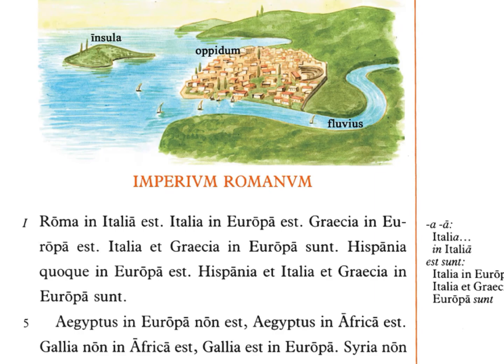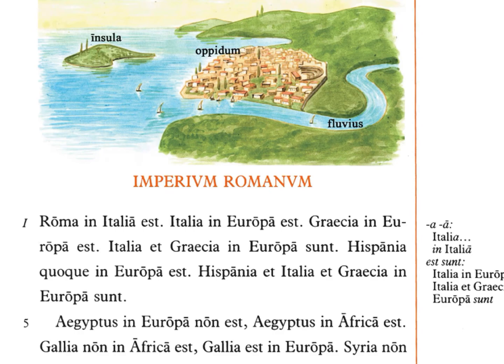Italia in Europa est. Italy is in Europe. And again here notice the est is at the end. And again here notice that Europa has a long A at the end because it's the object of the preposition in. Next, Graecia in Europa est. Greece is in Europe. All right, same word order, est, the verb for is at the end. Europa with a long A because it's the object of the preposition.